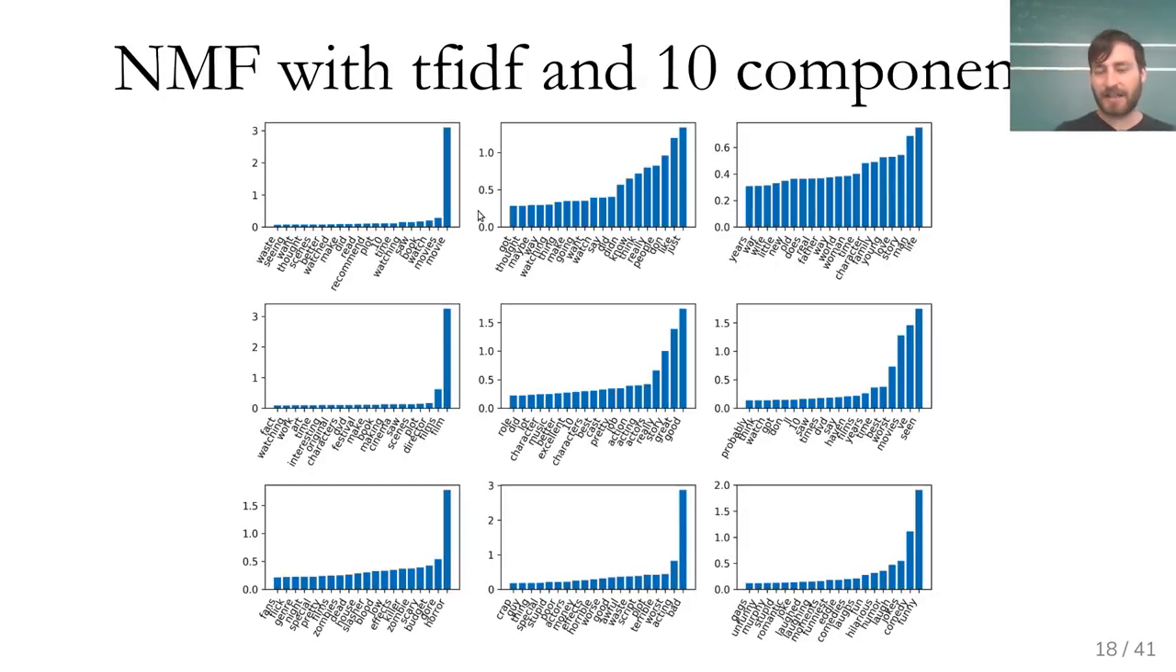So the question that I just had was, if I use fewer components, will they be more broad? And the answer is yes. So if I do instead 10 components, I showed all the components except for one, because that fit better on my monitor. And now you can see the first one just explains movie. The second one is a lot of verbs, actually, that are just about watching.